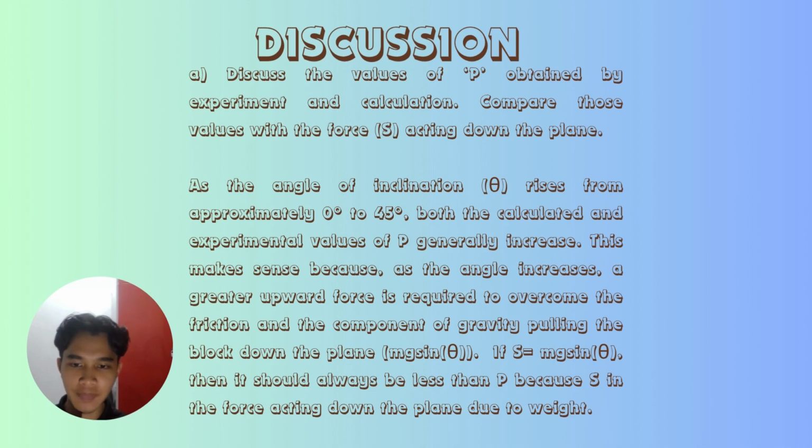If S is equal to mg sine theta, as shown in the free body diagram, then it should always be less than P, because S is the force acting down the plane due to gravity, and it does not take into account the friction force, either static or kinetic friction.